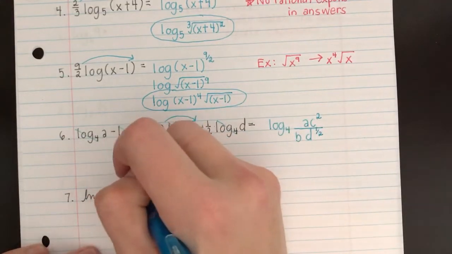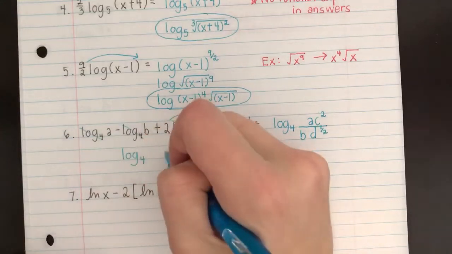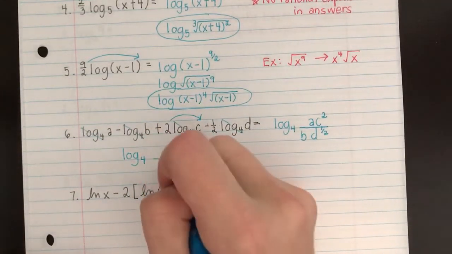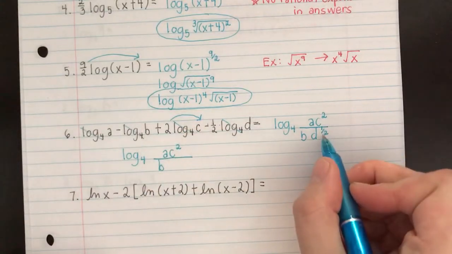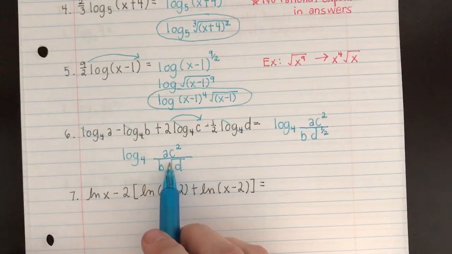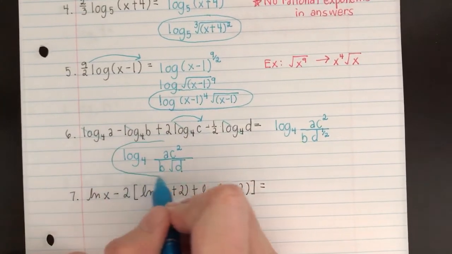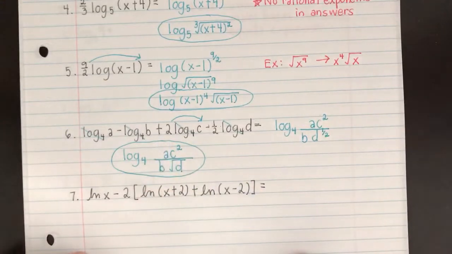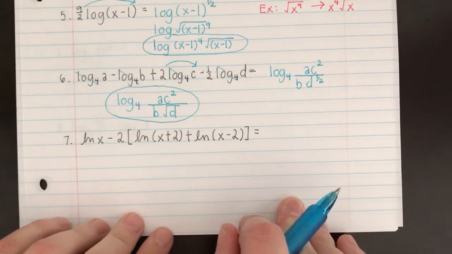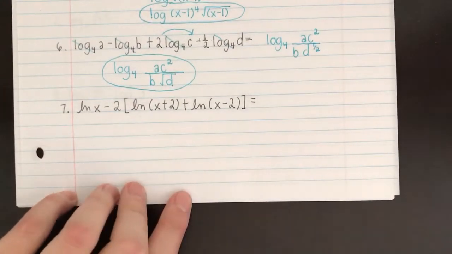So we're going to clean it up and rewrite for a final answer here. Log base 4. The a c squared on top is fine. The b is fine on bottom, but we're going to convert that to a square root of d. Remember, index of 2 implied here, power of 1 implied here. So that's our final answer because we want no fraction exponents. No rational exponents for this lesson.